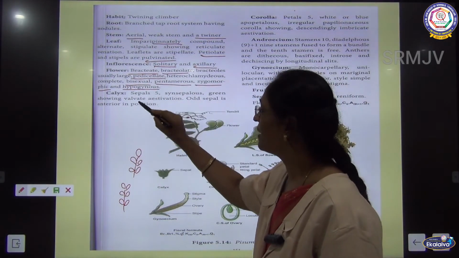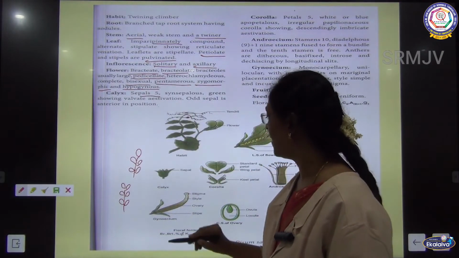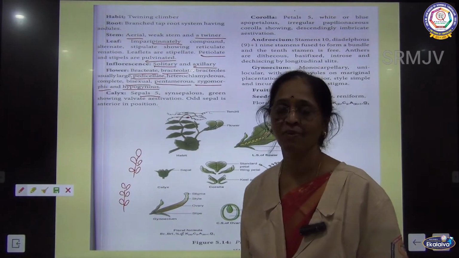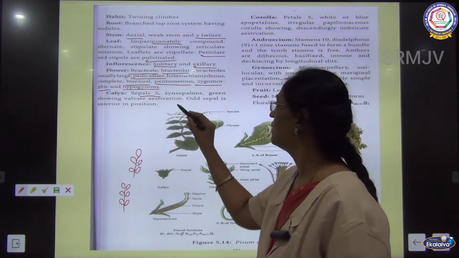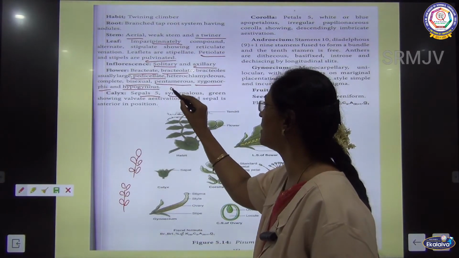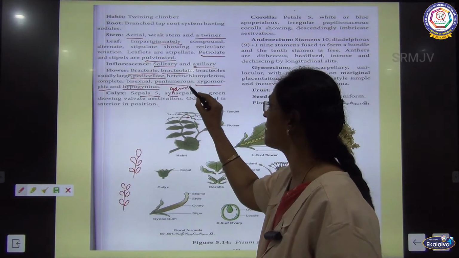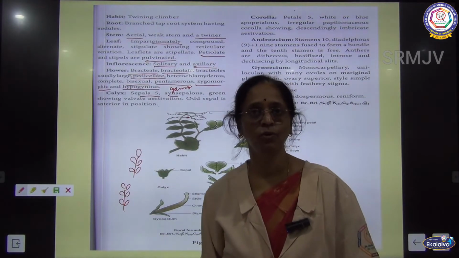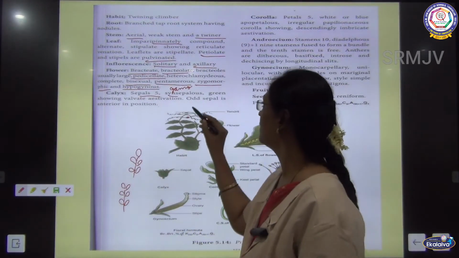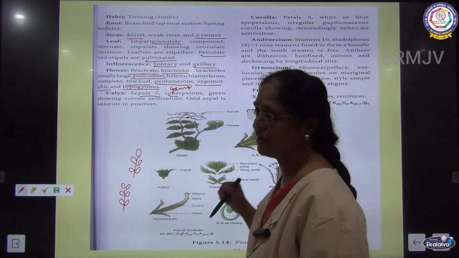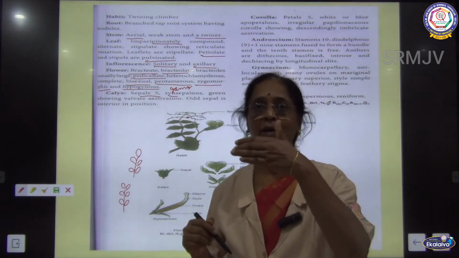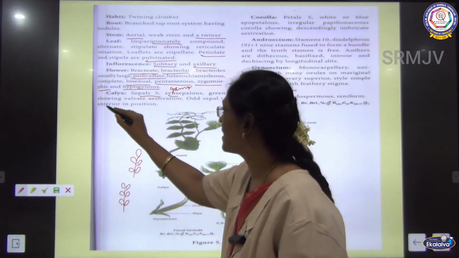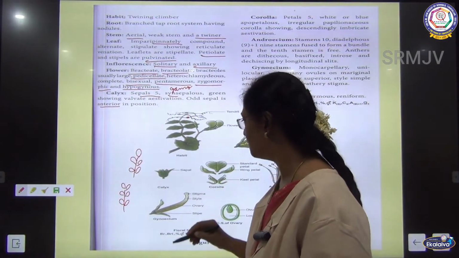And when it comes to the calyx, how many sepals are there? 5 are there. So you can see here 1, 2, 3, 4, 5. Sepals 5, and they are fused. So synsepalous, or another word we use, gamosepalous. And they are green. And what aestivation do they show? They show valvate aestivation. And the odd sepal is anterior in position, that is, it is away from the mother axis or opposite to the mother axis. You say that position as anterior.